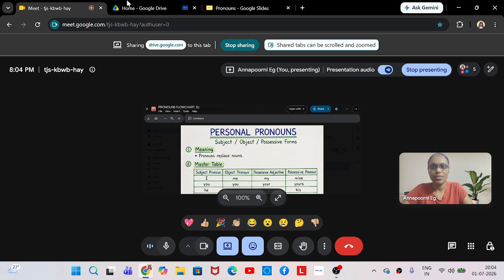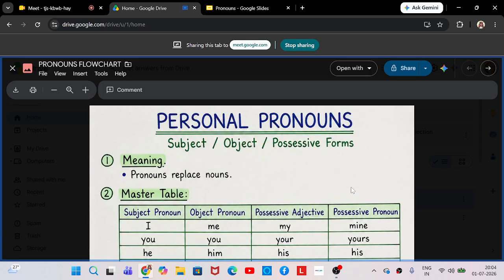I hope you must have found this photo in the group, right? I got this picture from one of my friends, and it is a very interesting picture. Okay, so personal pronouns. We know that personal pronouns are divided into three types, namely subjective, objective, and possessive forms. When someone asks you what a pronoun is, you can say pronouns are words that replace nouns. We have already gone through this definition and the first six types of pronouns, right?